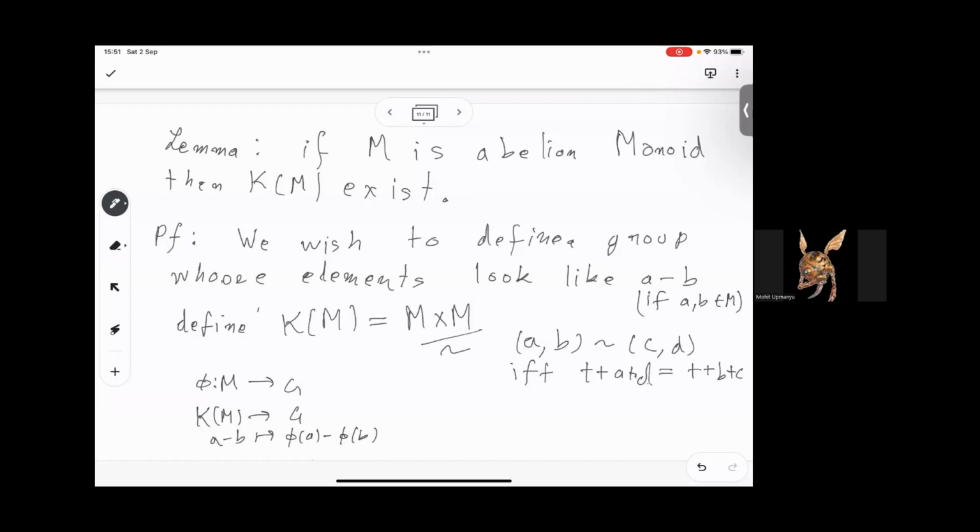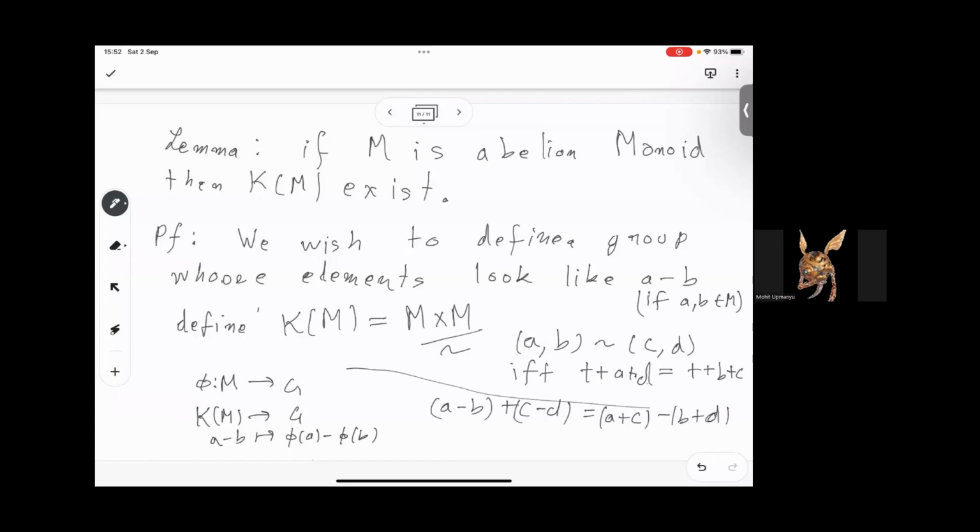So all we are left to check is that this thing is in fact a group. That will follow because if we just take A minus B plus C minus D, that will be equal to A plus C minus B plus D. And from here we can see that this will prove commutativity and associativity. Yes, commutativity because we assumed the monoid was abelian. Identity will be just 0 minus 0.